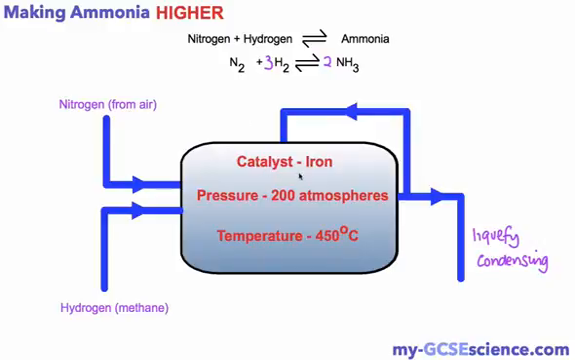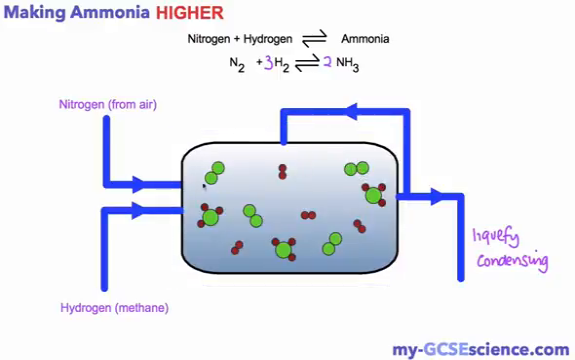Now what we're going to look at is an explanation for why we have these conditions in order to make as much ammonia as possible. And if we look inside the reaction vessel, we can see that we have our nitrogen gas, our hydrogen gas, and our ammonia gas, which is actually in there as the reaction goes backwards and forwards.